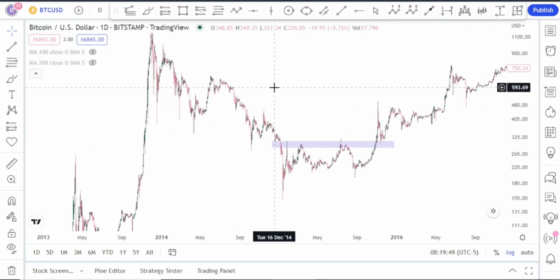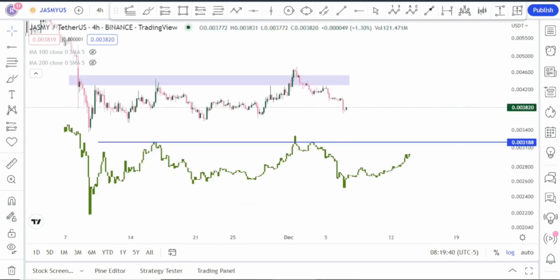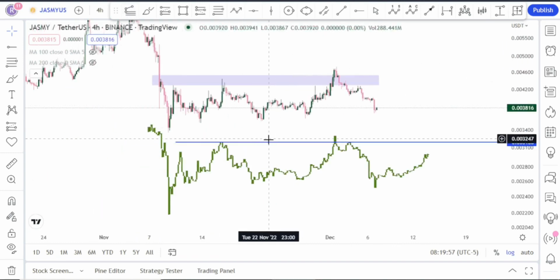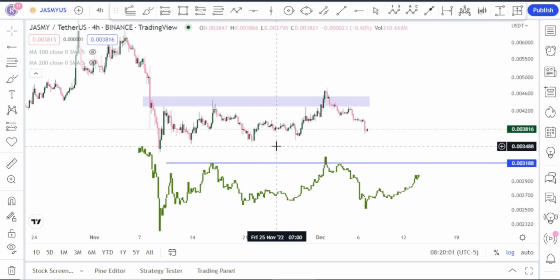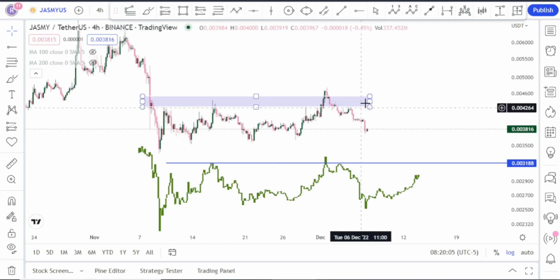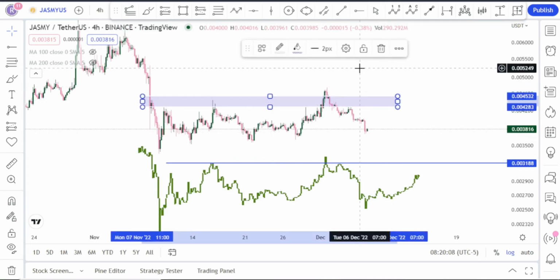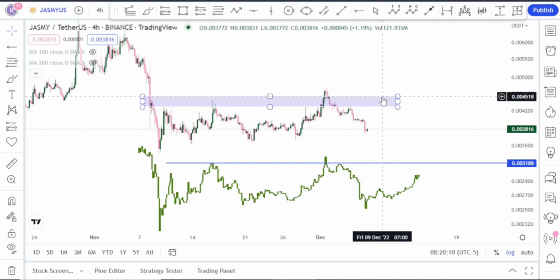Obviously the Bitcoin price set a new all-time high right here. It's super early to be calling for a new all-time high for the Jasmy price set here, but the bottom line remains that this structure is a bullish structure, an optimistic structure. And if we manage to break and close above our official trading range, the price target that we want to see is something like 0.0045.